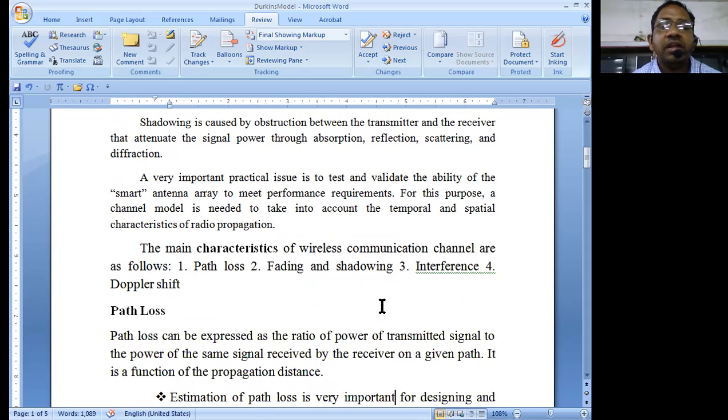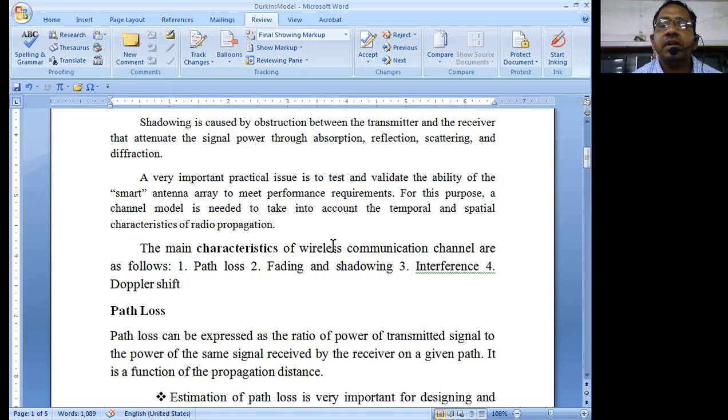So a very important practical issue is to test. What is so important in antennas and wave propagation, or MCC, is that we have to find the best path for a signal to transmit. In order to do that, we have to practically test and validate the ability of the antenna array to meet the performance requirements. We have to test the antenna in the fading regions to validate that it is really working as per the requirement. For this purpose, a channel model is needed to take into account the temporal and the spatial characteristics of the radio propagation.